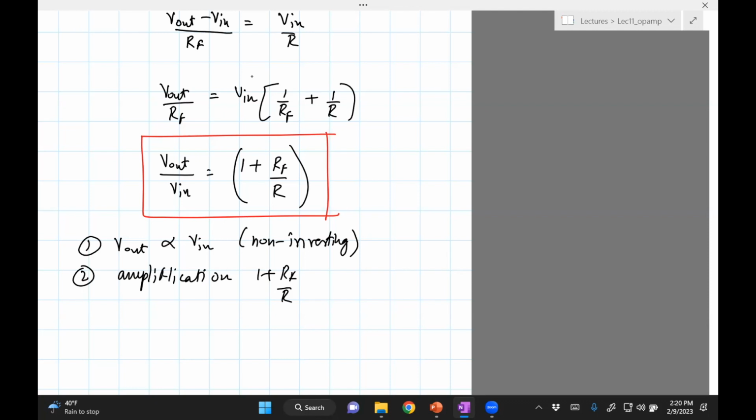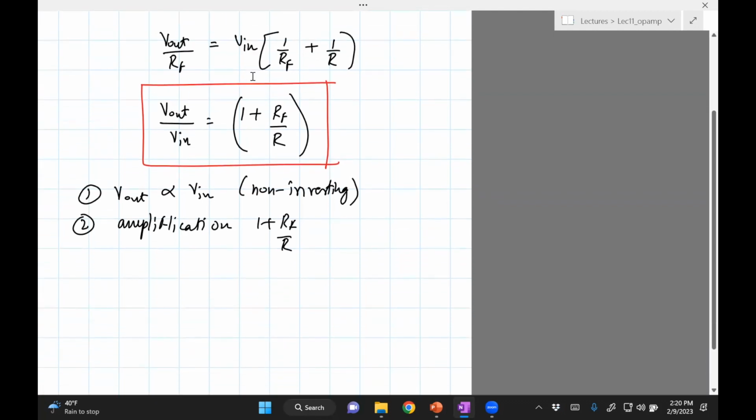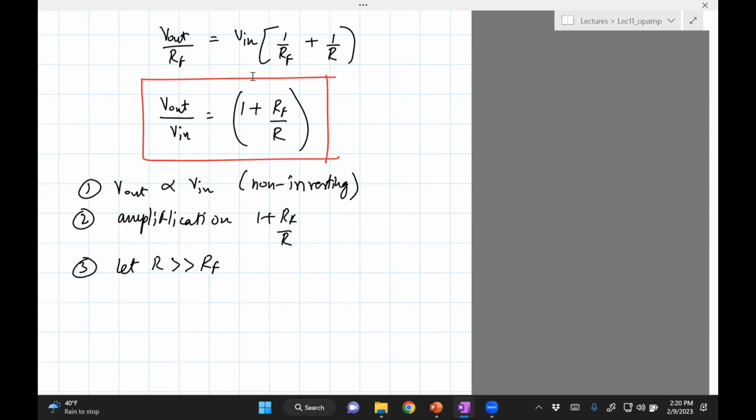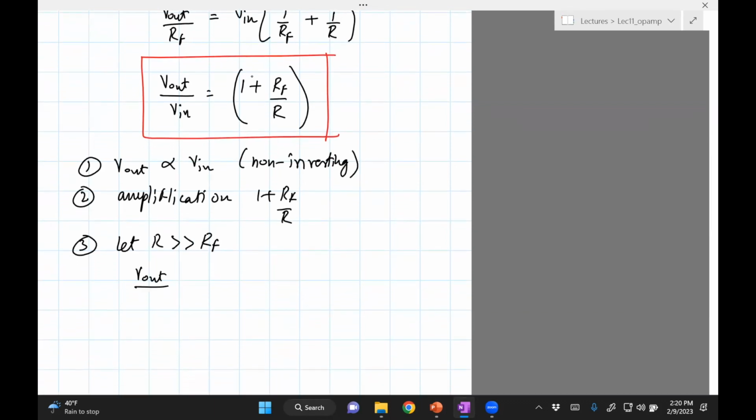Now, what is done is if you make an assumption or you choose the resistances such that R is much greater than RF, which means that the ratio of RF divided by R goes to 0. Then we'll see that V_out divided by V_in is close to 1, which is saying that the output is the same as input. So all it does is take the input and provide it at the output.